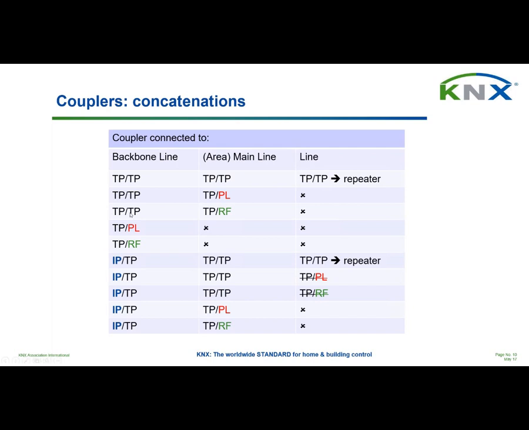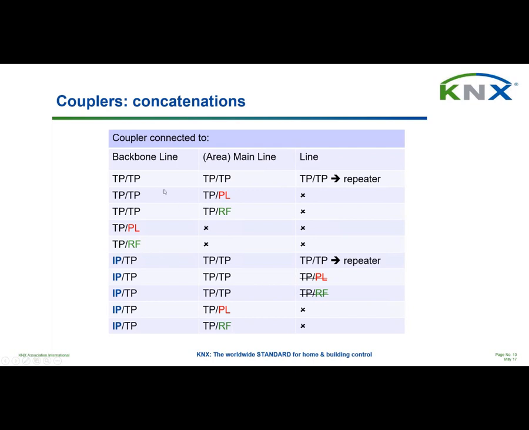And that means the cross actually means that ETS simply will not allow it to be added to the project. Right? If we would put the twisted pair power line already in the backbone line, well then we cannot even create main lines for power line anymore. Or better said, we have then a power line main line, but we cannot create a power line anymore. That is actually what it means. And the same is for radio frequency.